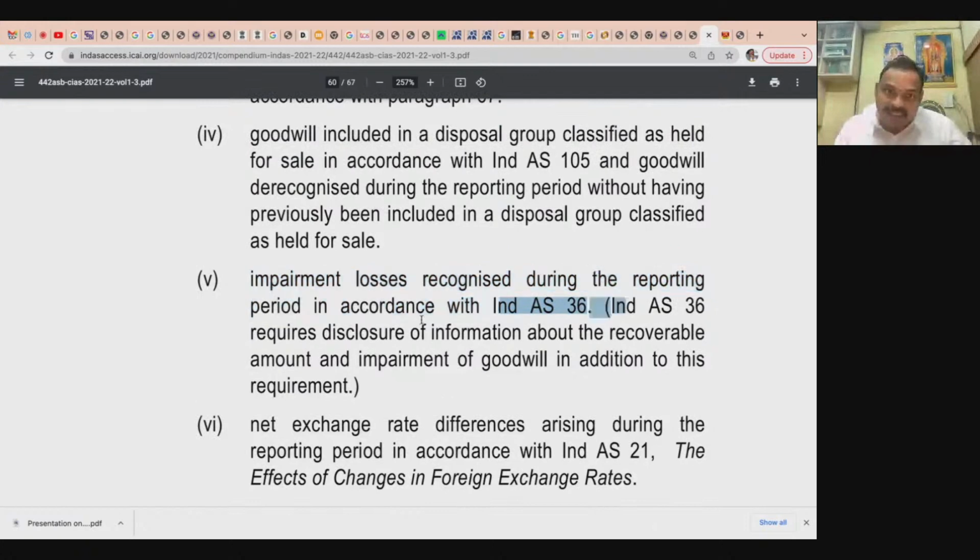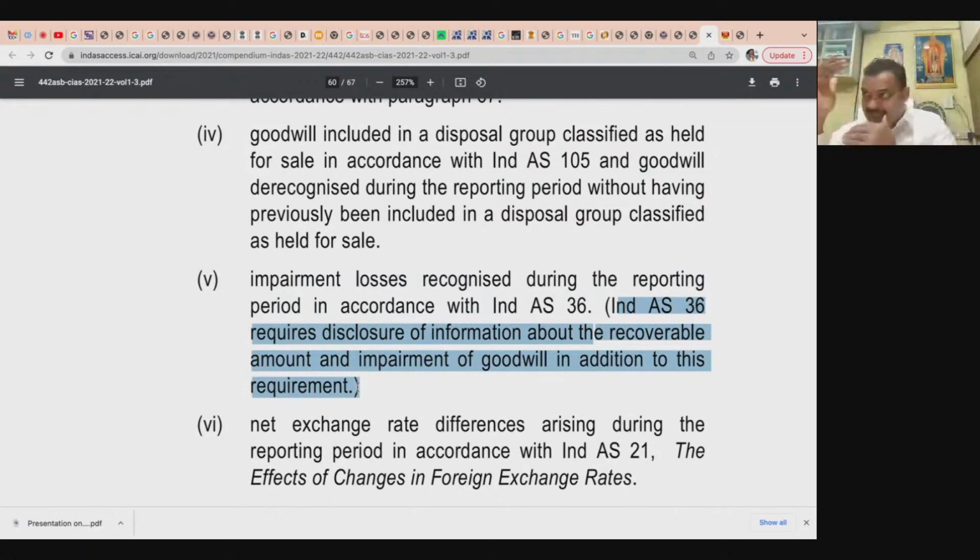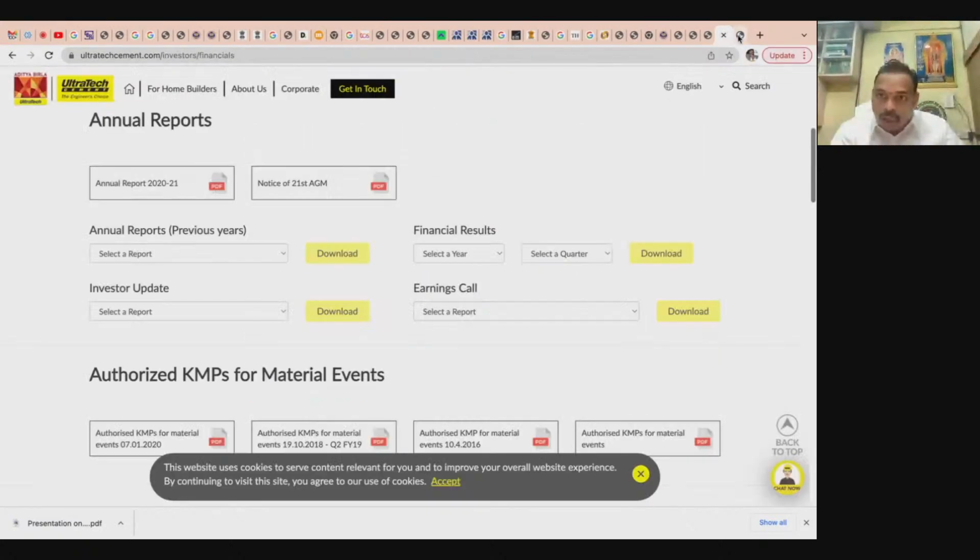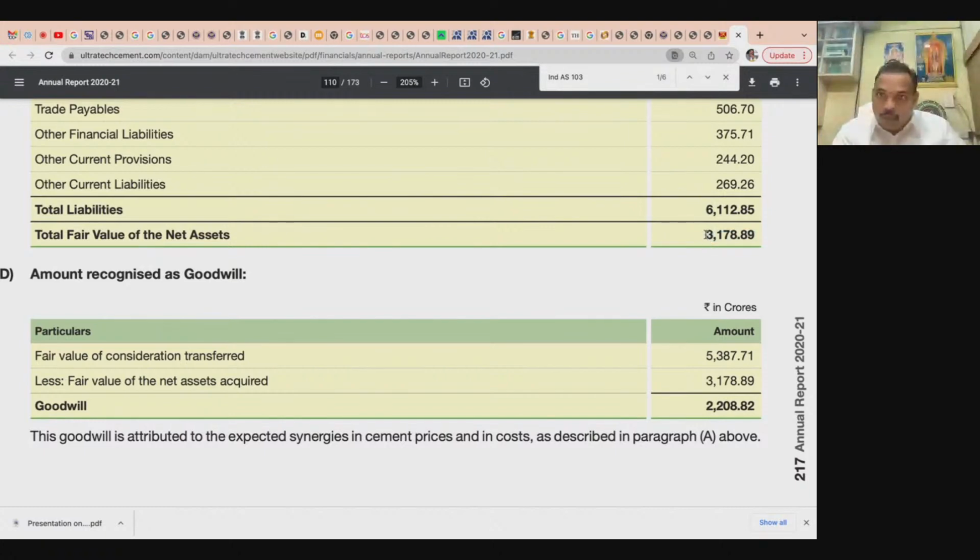So Ind AS 36 requires disclosure of information about recoverable amount and impairment of goodwill in addition to the requirement. For example, your net asset. Why I'm making this particular point is, you have this net asset 3,000. You bought it for 5,000. Now, at the end of every year, you find whether it is impaired. If out of 3,000, the realizable value is only 2,000, then 1,000 is impaired. This 1,000, will you reduce from the asset? No. You will reduce from the goodwill only.